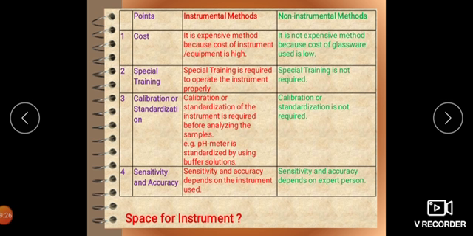Sensitivity and accuracy. Sensitivity and accuracy depend upon the instrument used. In the non-instrumental case, sensitivity and accuracy depend on the expert person. As per the expert person, we can get the results. Another question arises here: space for instrument. Actually, there is no problem because every instrument used for chemical analysis is portable. Because of that, we can keep the instruments on a table and go for the analysis.